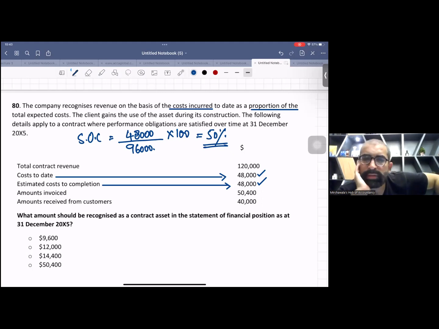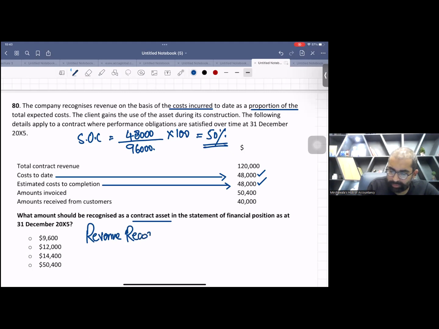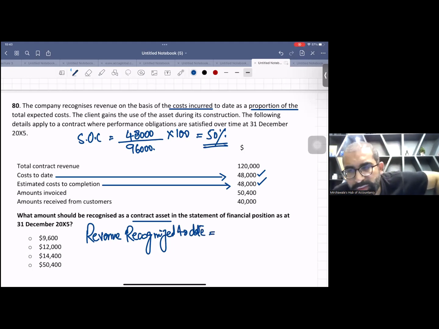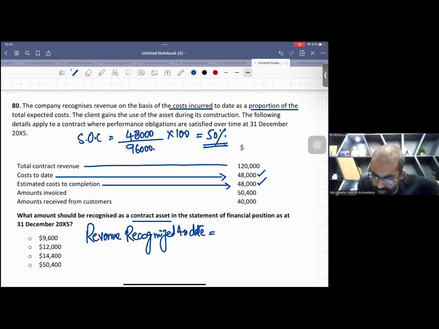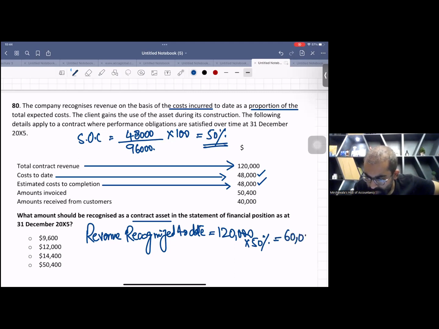Now read the requirement. Whatever they are asking, just read the requirement. They are only asking for the contract asset, and there is no rocket science for this. Let me write again: revenue recognized to date. We recognize revenue according to stage of completion. So we take your total contract revenue multiplied by the stage of completion, which is 50%. This is your revenue recognized to date. This is how we used to make the P&L.